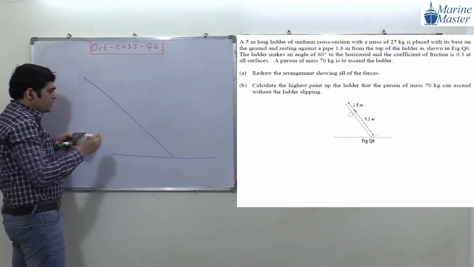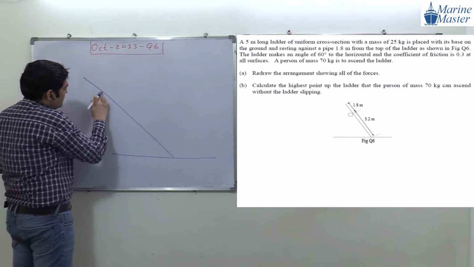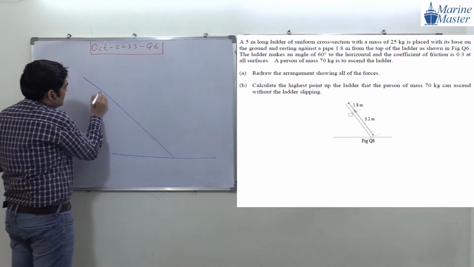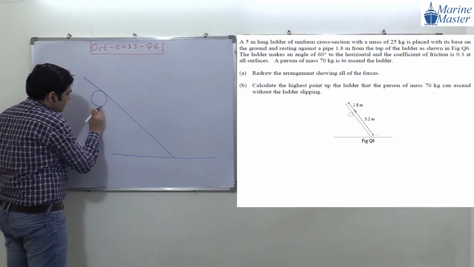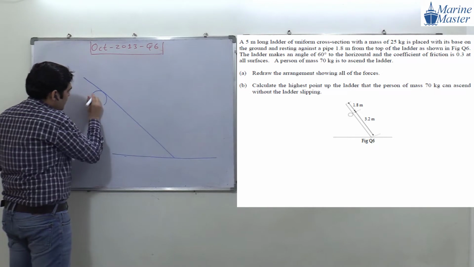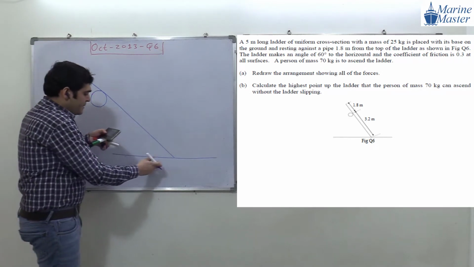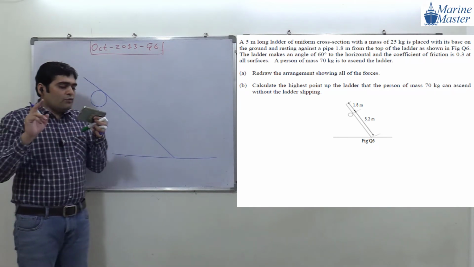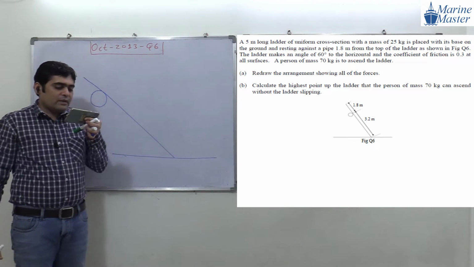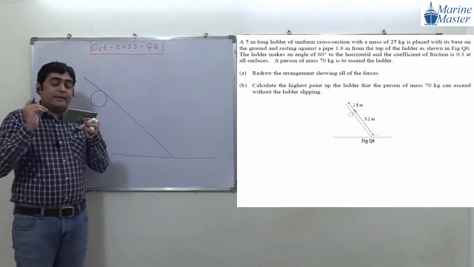Then what will be the scenario with us? Here there will be a pipe. See the scenario here: this is a pipe. The base is on the ground, and this is the pipe. Now, what is the total length of the ladder? 5 meter. Now, it is resting against a pipe 1.8 meter from the top.